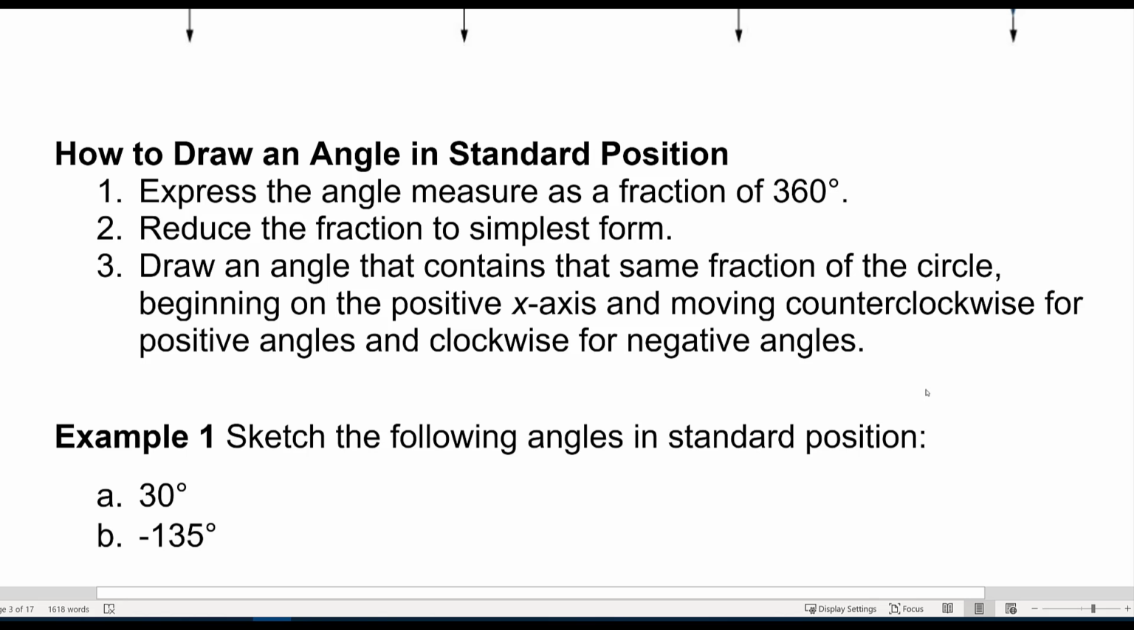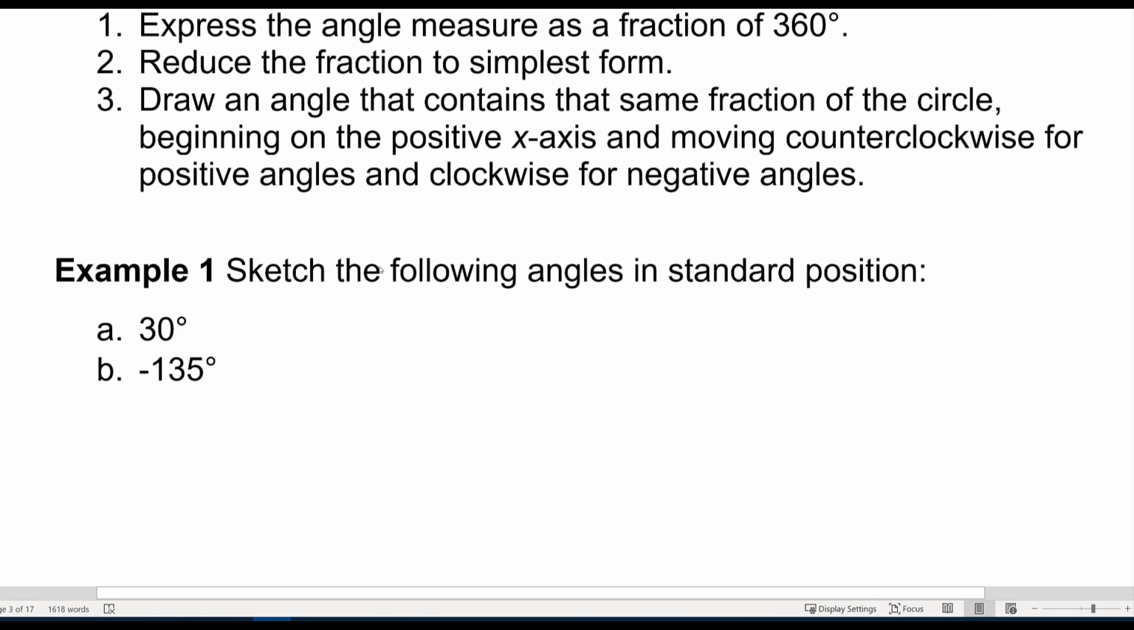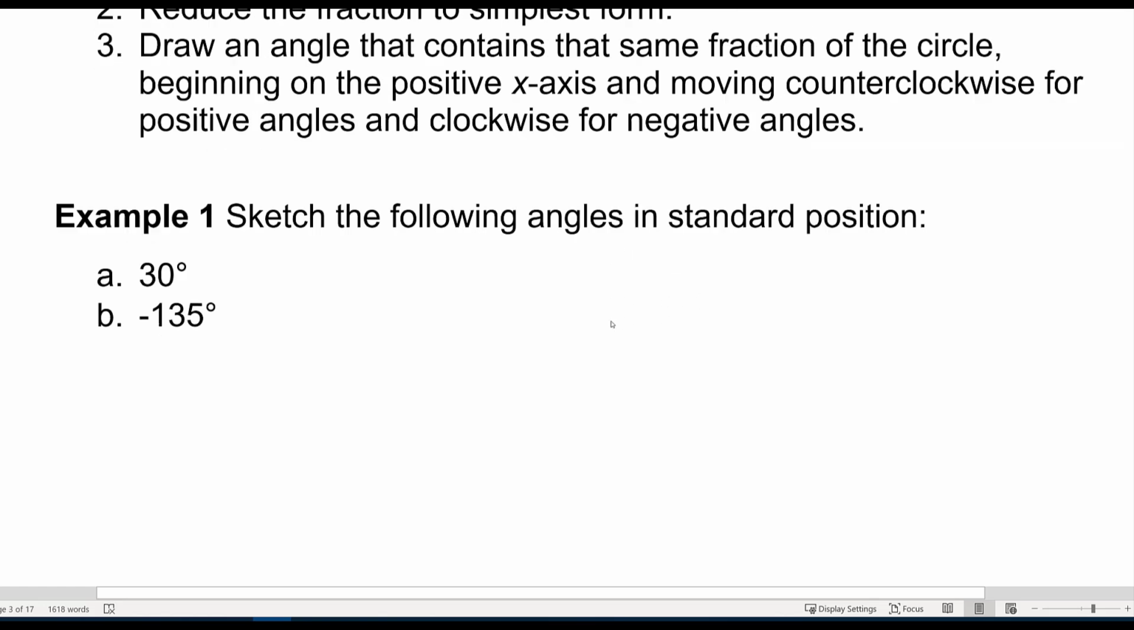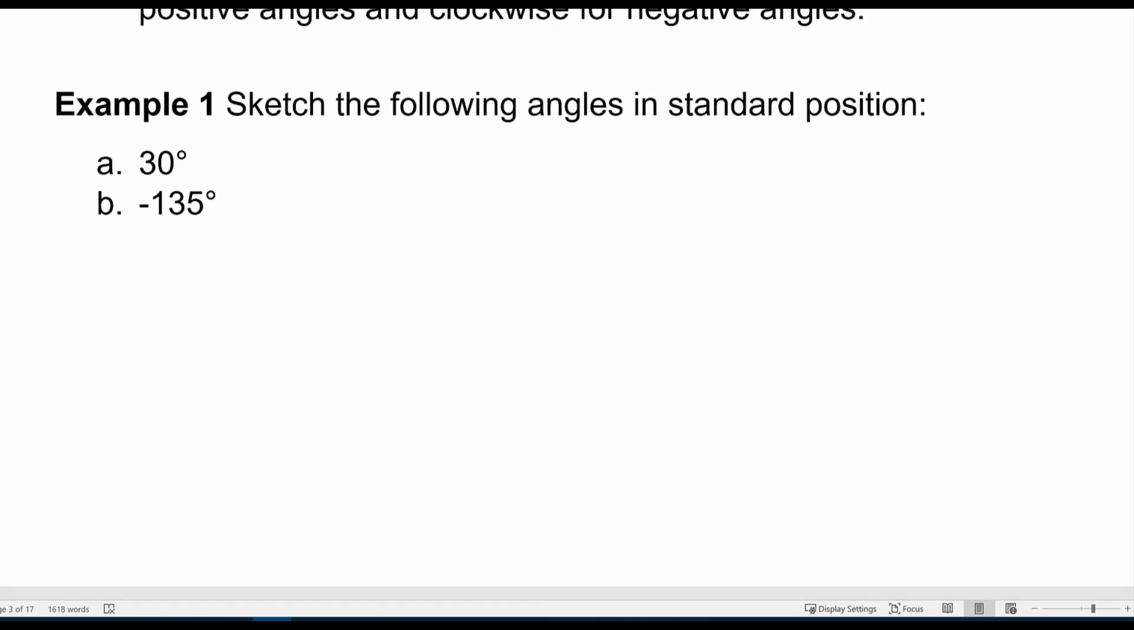How to draw an angle in standard position. Express the angle measure as a fraction of 360. Reduce the fraction to simplest form. Draw an angle that contains the same fraction of the circle, beginning on the positive x-axis and moving counterclockwise for the positives and clockwise for the negatives. So we're going to sketch the following angles in standard position.